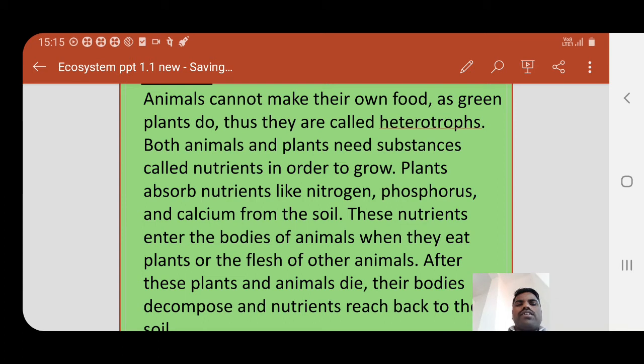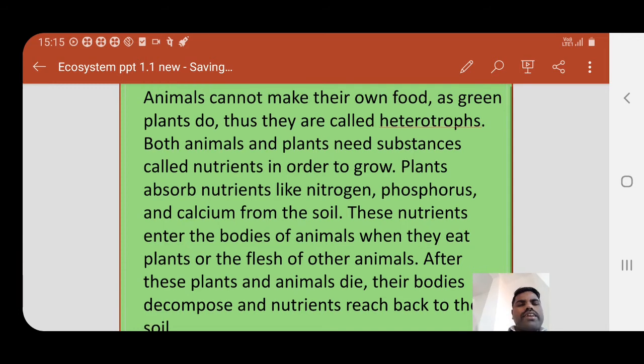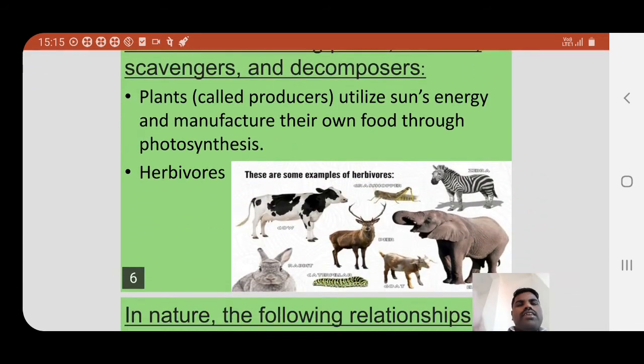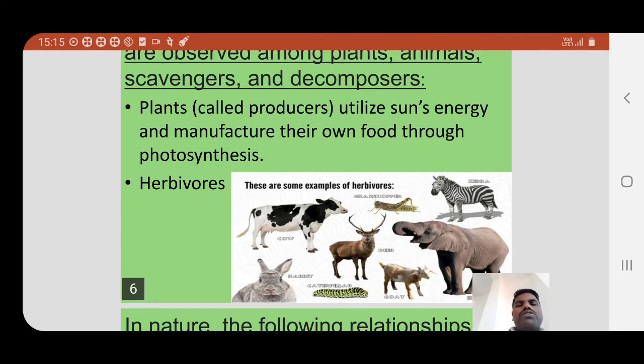These animals will eat the grass or plants. Here, see, plants prepare their own food. Plants are called the producers.